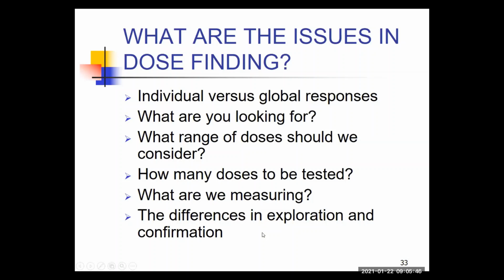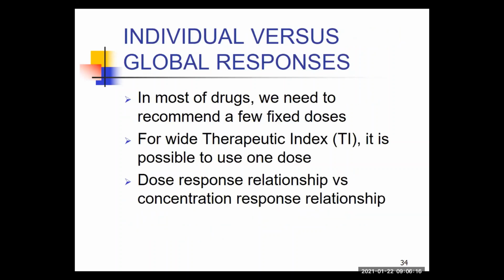I will talk about exploration and confirmation again. We talked about this before. The POC is confirmation because that's a go/no-go decision. But dose ranging is an exploration practice. So we want to explore a range of different doses and see if we can find any doses that are efficacious. In most drugs, we need to recommend a few fixed doses. But if you have a very wide therapeutic index or therapeutic window, it is possible to use just a single dose.